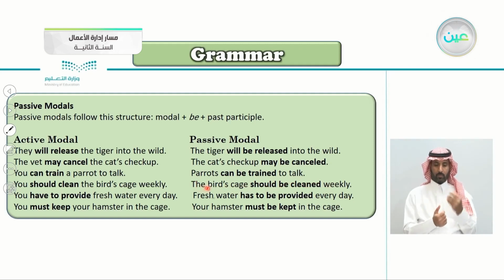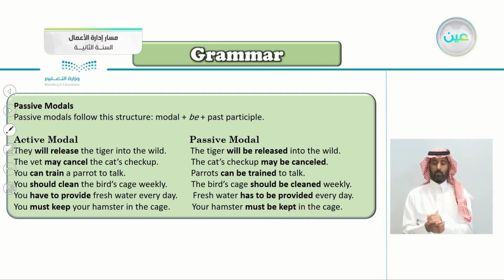So notice here, in the passive we always begin with the object. You have to provide fresh water every day. So what's the object here? Yes, fresh water. So that's what we're beginning with. Fresh water has to be provided every day. You must keep your hamster in the cage. What's the object here? Yes, your hamster. That's what we're beginning with. Your hamster must be kept in the cage.